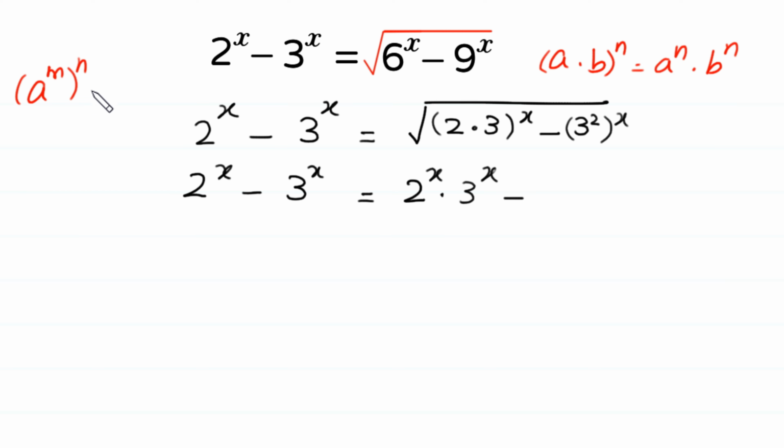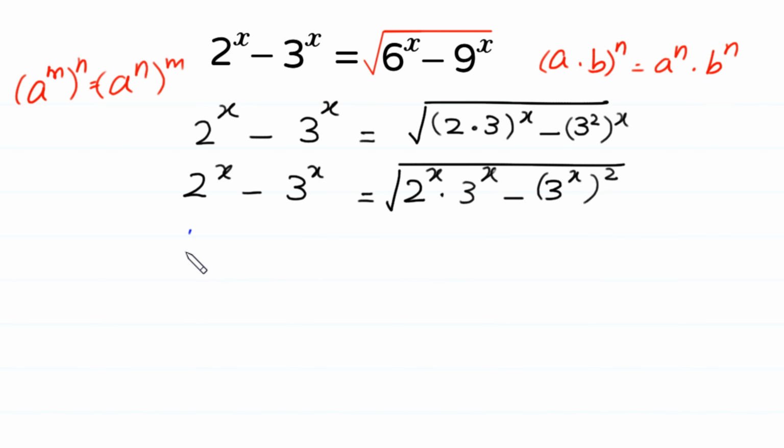and according to the property of exponents, a to the power m whole to the power n is equal to a to the power n whole to the power m. We can write this power x inside the brackets and this power 2 outside the brackets: 3 to the power x whole to the power 2, and this value is under square root. Now here we have 2 to the power x, and here 2 to the power x, and here we have 3 to the power x, here 3 to the power x, and here 3 to the power x.